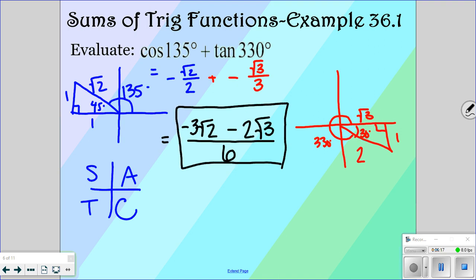So that's how you can evaluate these. This is why the unit circle is going to come in handy, because this took a lot longer than it should take you in another couple of weeks. Eventually, you should be able to look at this and go, oh, I know what that is. That's negative square root of 2 over 2. Oh, I know what that is. That's negative square root of 3 over 3. You won't have to draw them out.